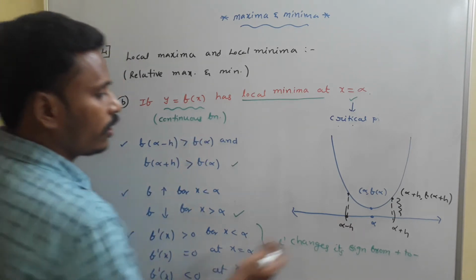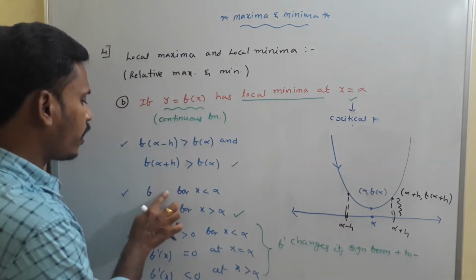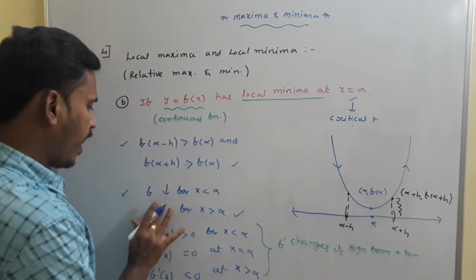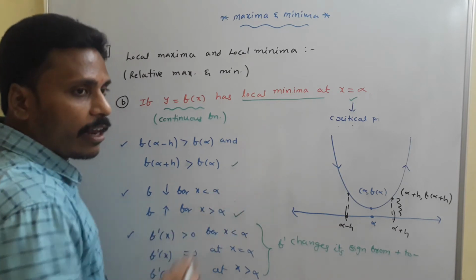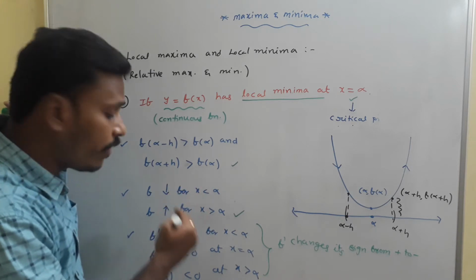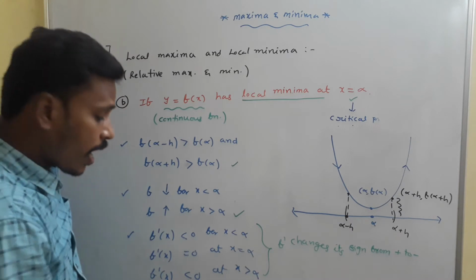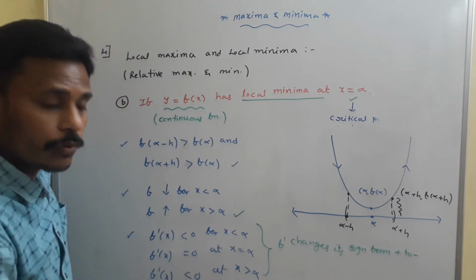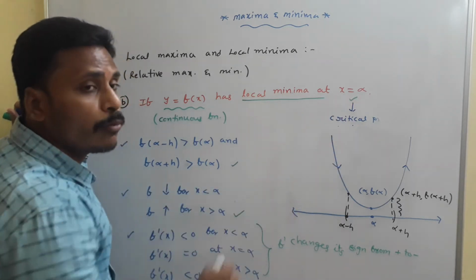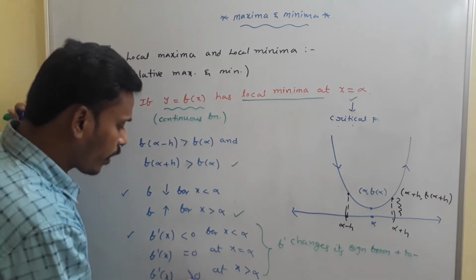And the second condition, left side of alpha, the graph is decreasing for x less than alpha, and right side the graph is increasing for x greater than alpha. In the same way, since the graph is decreasing for x less than alpha, its derivative is less than 0. So f dash of x is less than 0 for x less than alpha, and at x equals alpha, derivative is equal to 0. And for x greater than alpha, you need to think about the right side of that alpha point. The graph is increasing, so its derivative is greater than 0.